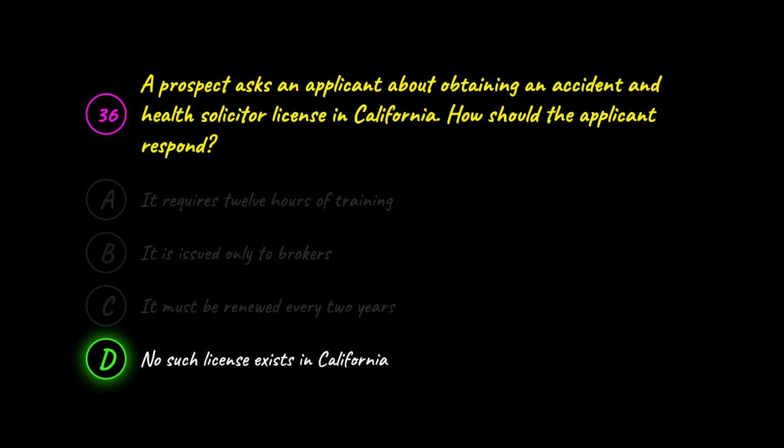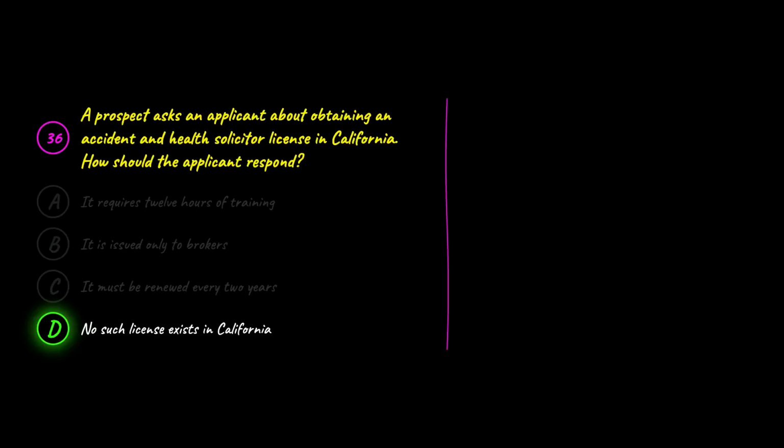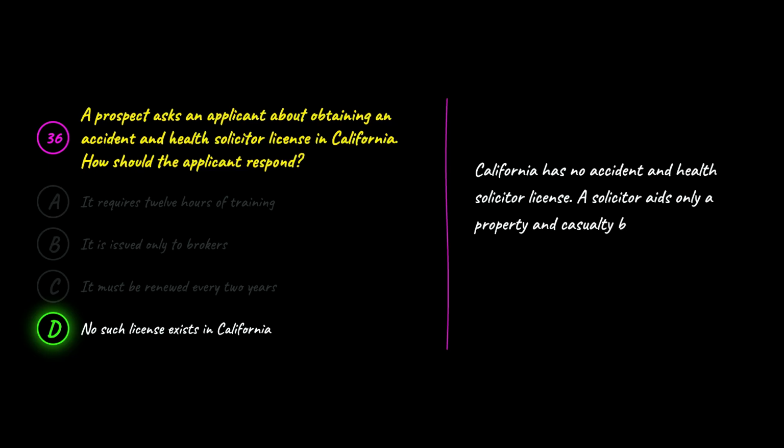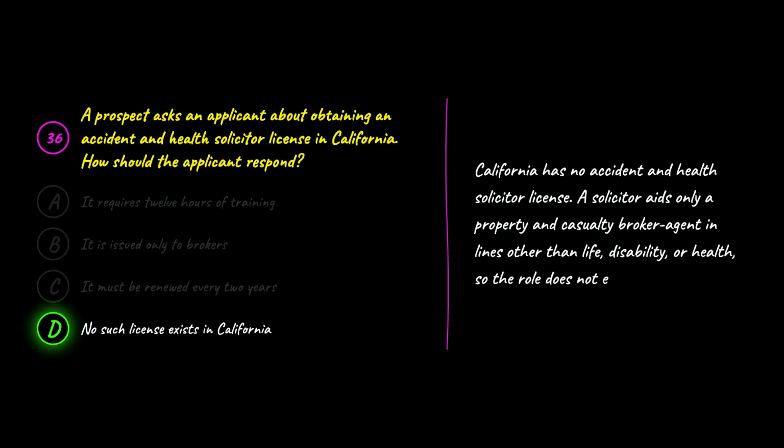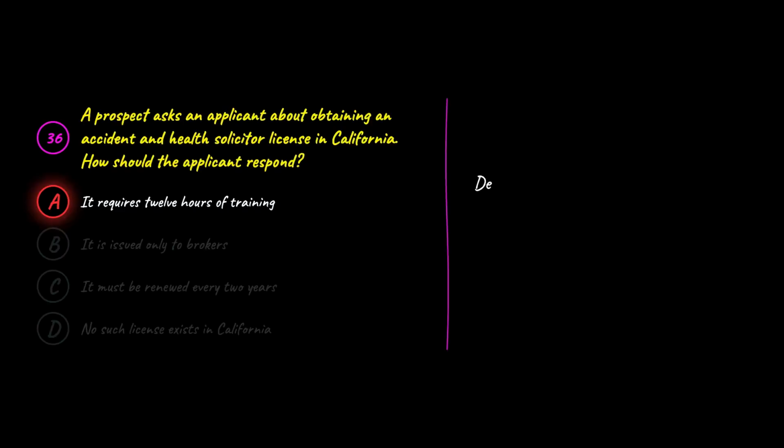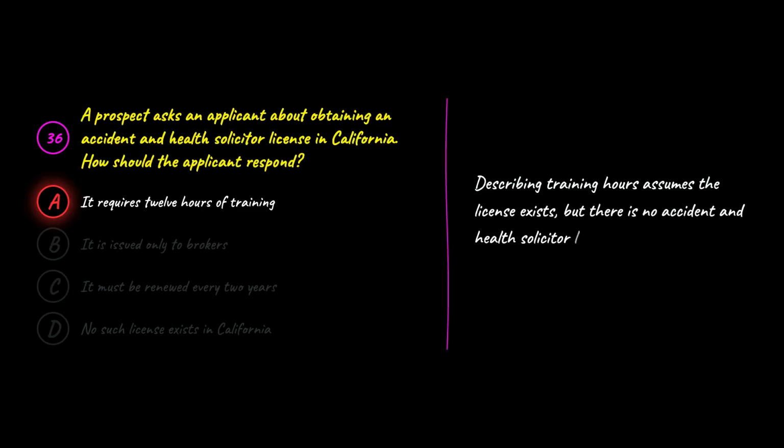The correct answer is D. No such license exists in California. D is correct because California has no accident and health solicitor license. A solicitor aids only a property and casualty broker agent in lines other than life, disability, or health. So the role does not exist for health coverage. A is wrong because describing training hours assumes the license exists, but there is no accident and health solicitor license to train for in the first place.